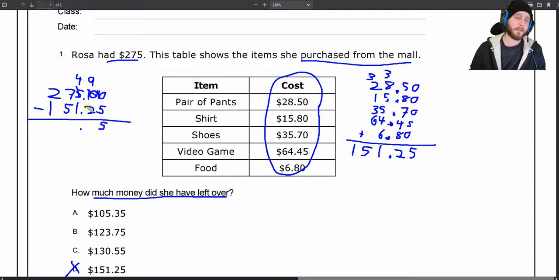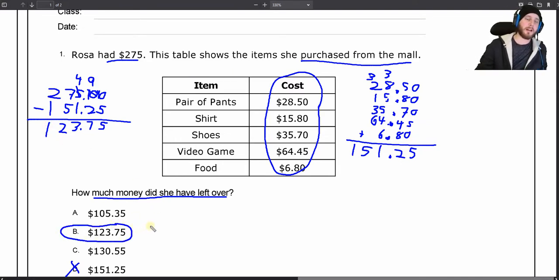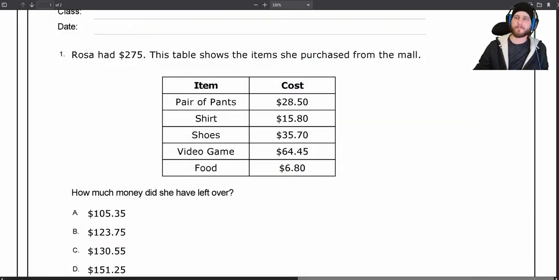9 minus 2, which is 7. 4 minus 1 is 3. 7 minus 5 is 2, and 2 minus 1 is 1. The amount she has left over is $123.75. That is going to be number 1.